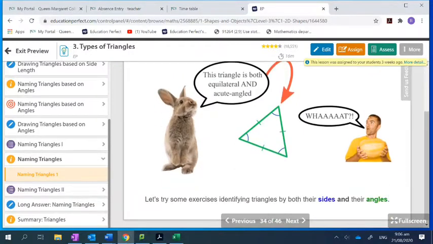Then, the last section that I'm going to give you today, guys, is where you have to do both. Name them by their sides and by their angles. Okay? Now notice the angles here. They give you one line.